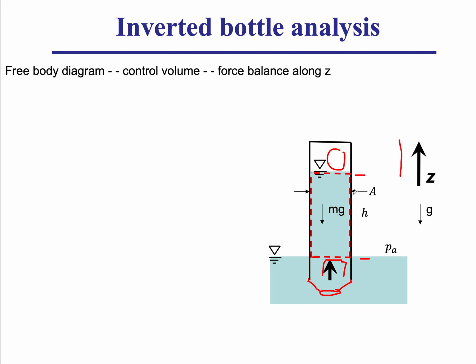Same thing on top. I have air in touch with my control volume, so I get the pressure of the air, which I'm going to call P top, and P top times an area gives me a force, and the bottom pressure times an area gives me a force. So these three forces, P top times A, mg, and P bottom times A, balance out. That is, sigma F_z is equal to 0.